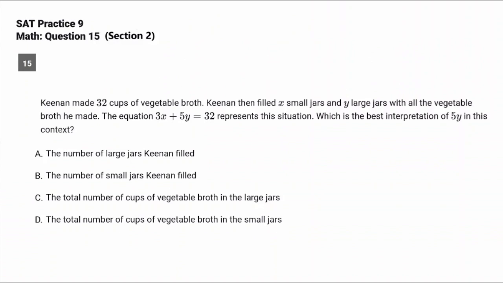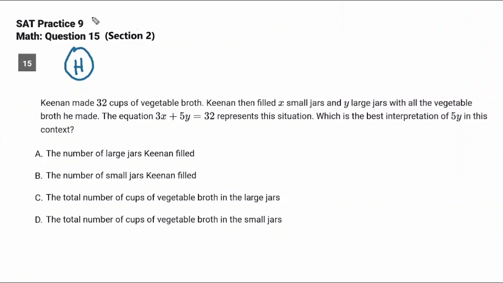We're on SAT Practice Test 9, Math Section 2, Question 15. What's the level of difficulty here? It's hard. Keenan made 32 cups of vegetable broth. Keenan then filled X small jars and Y large jars with all the vegetable broth he made. The equation 3x plus 5y equals 32 represents this situation. Which is the best interpretation of 5y in this context?